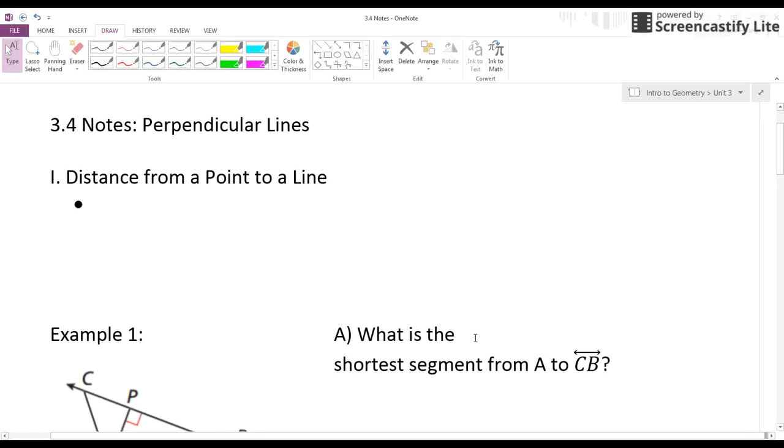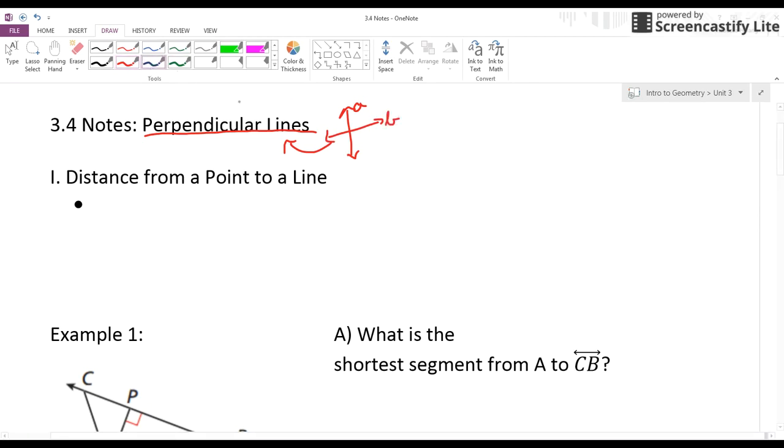Okay, let's take a break from parallel lines and talk about perpendicular lines today. If you remember, perpendicular lines are two lines that intersect to create a right angle. Say they look something like this. We can have, for example, line A and line B. Remember, these could also be line segments.